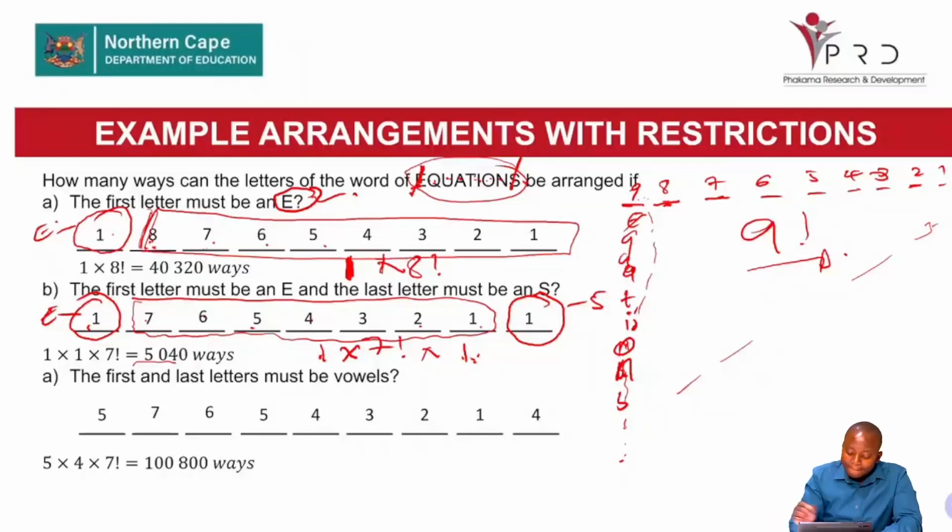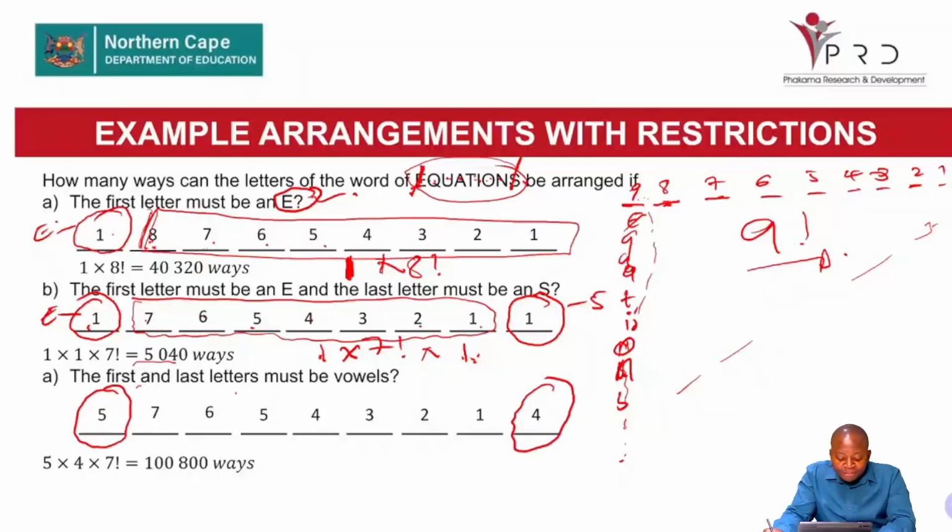Now, let's see. They said the first and the last letters must be vowels. Okay. First again, we have a restriction on the first and the last. How many vowels do we have? We have 5 vowels in this case. So we have 1, it's E, the first vowel.